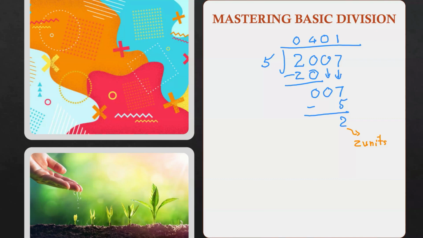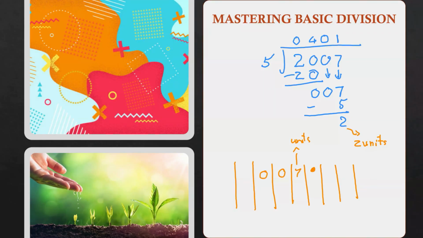Now let's look at the place value table. Somewhere we'll have a dot. That place is called the unit. We're going to write the number 2007 in. So here we have 7, 0, 0, 2. Then the place on the right of the dot is the tenths, and the place after that is the hundredths.